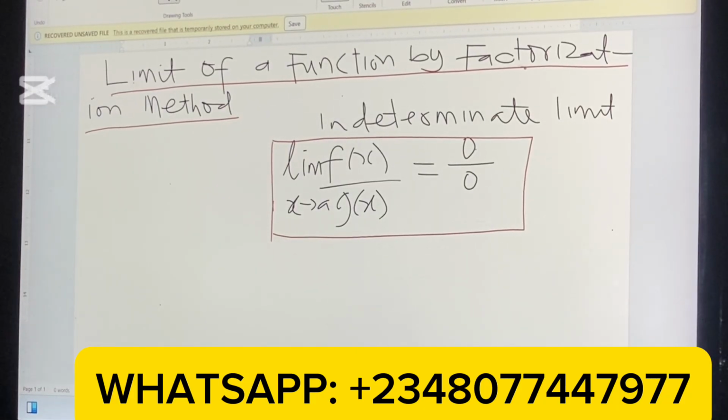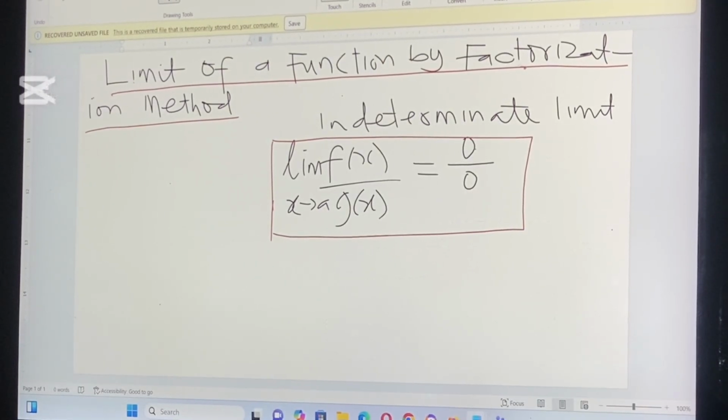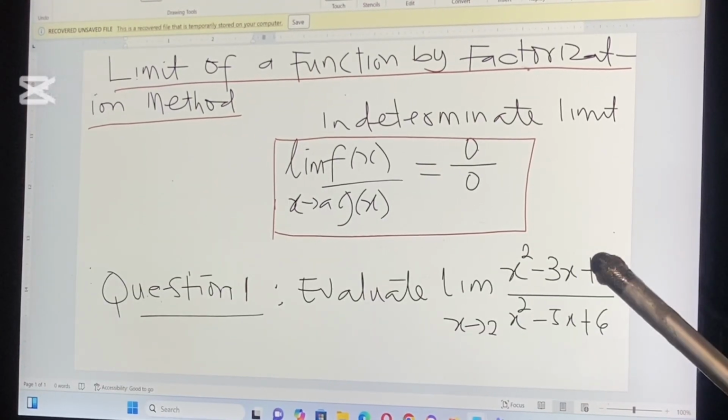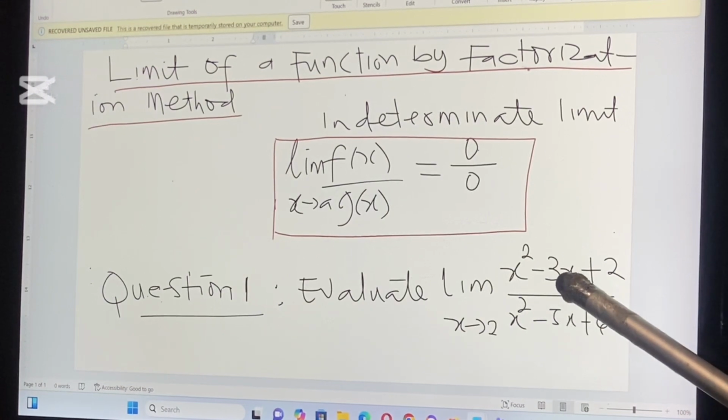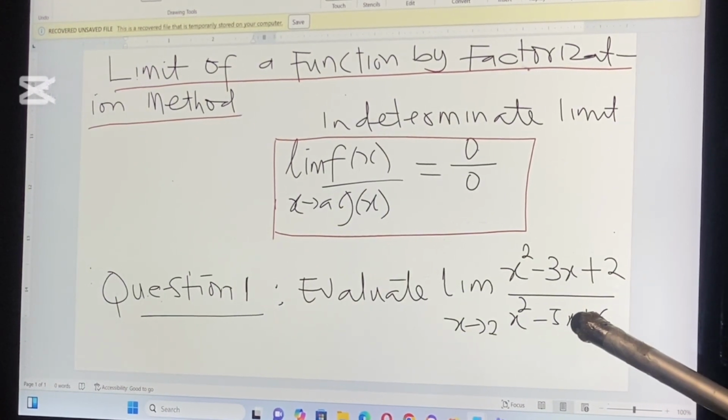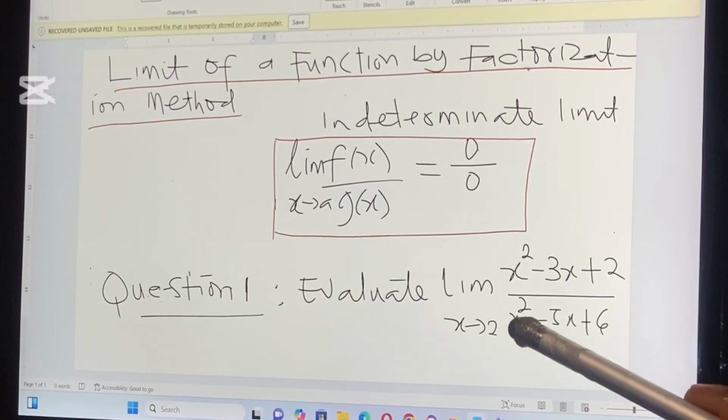Let's solve some questions here to understand limits by the factorization method. Okay, now question 1. Evaluate the limit of s squared minus 3s plus 2 over s squared minus 5s plus 6 as s tends to 2.